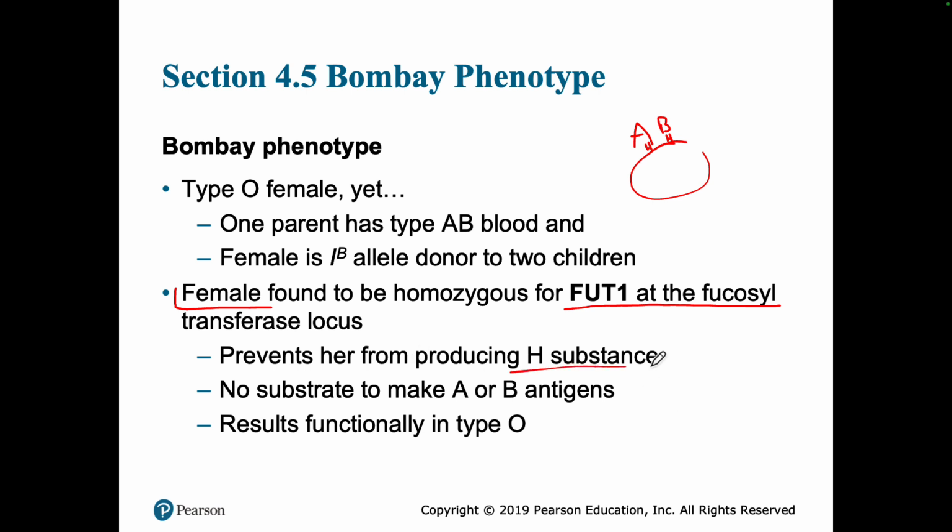Now, when you have a mutation in this gene, she actually can't put the H on the surface of her cells, so it's not there. No H, there's nowhere for the A or the B to attach, so they can't bind either. So even though genetically she should at least have some type of type B, phenotypically she looks like type O.